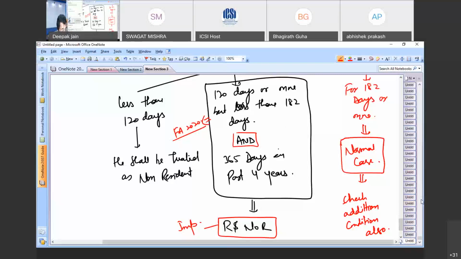I'm again repeating, an Indian citizen or person of Indian origin who lives abroad and comes to India to visit, having total income exceeding 15 lakh: less than 120 days, blind answer non-resident; for 120 days or more but less than 182 days, and 365 days in the past four years, from Finance Act 2020, he shall be treated as resident and not ordinarily resident. And if his period of stay in India is 182 days or more, then it shall be treated as normal case. Normal case means you have to check additional conditions also. Fine?